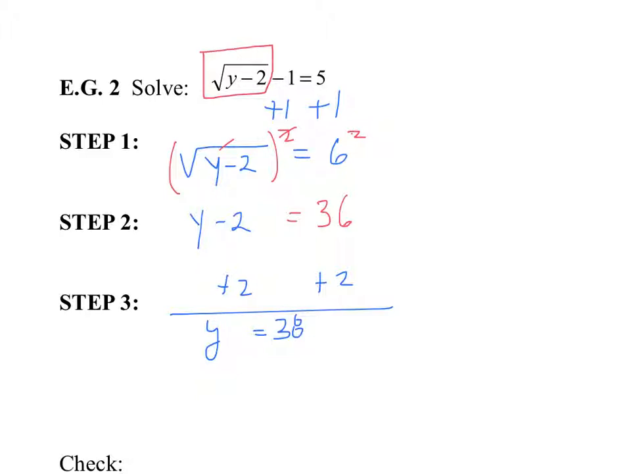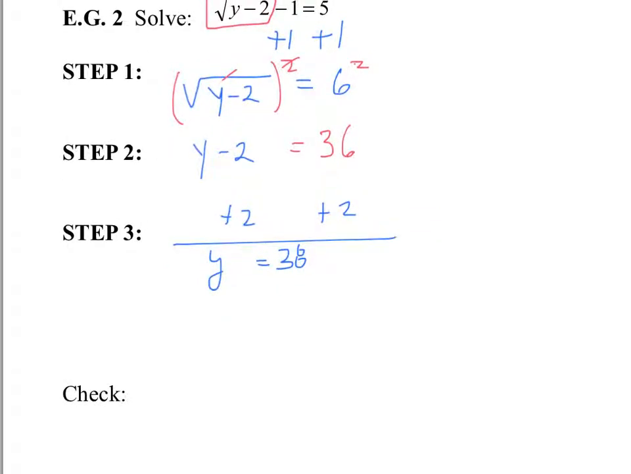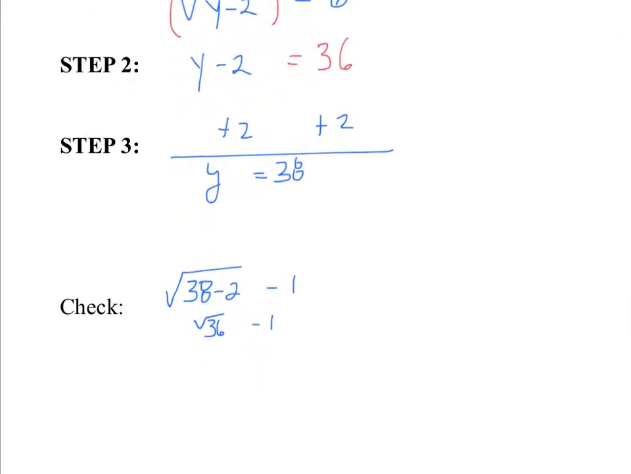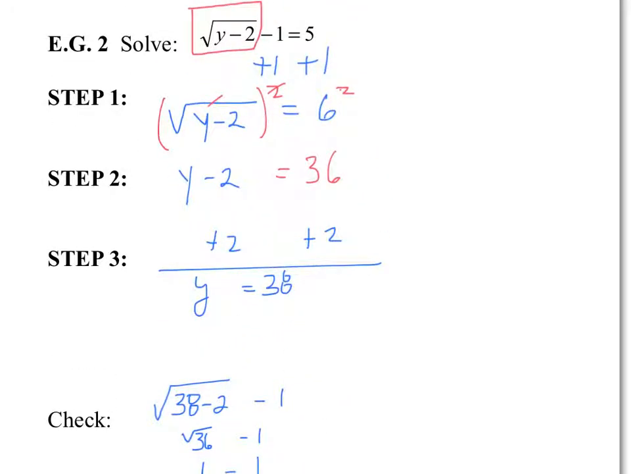And then in the last step, I'm going to want to check to see if 38 really works. And when you check it, please put it back, way back at the beginning here. So I have the square root of 38 minus 2, minus 1. And I'm checking to see if that all comes out to 5. So 38 minus 2 is going to give me 36. And then when I square root 36, I'm going to get 6. When I minus 1, I get 5. And that checks out to the answer that was posted at the beginning of the problem, right here.